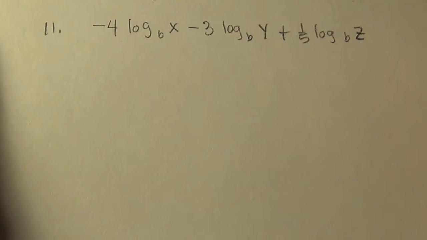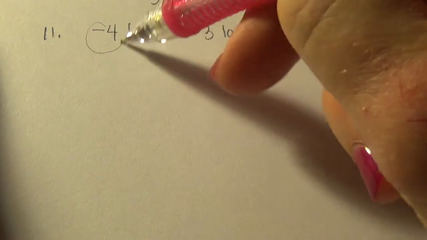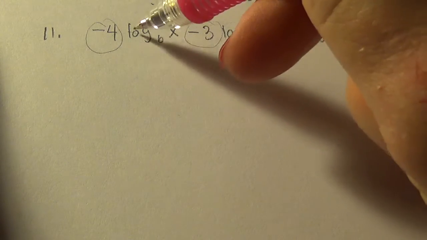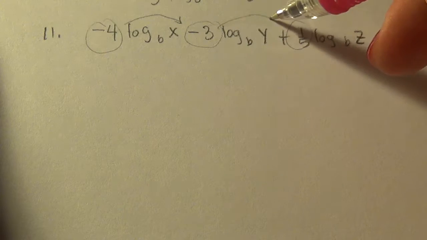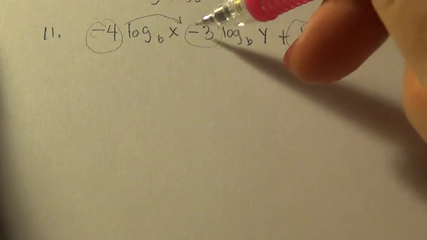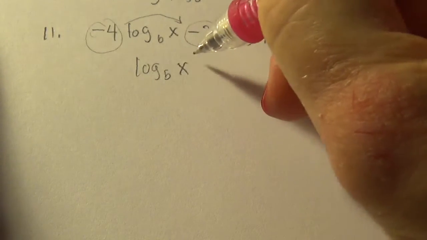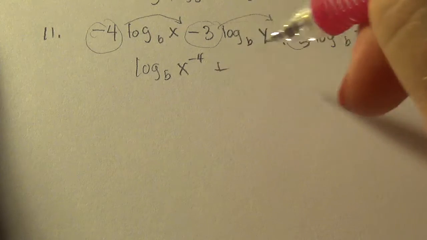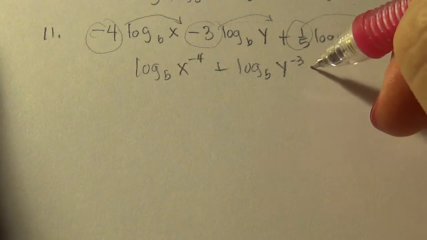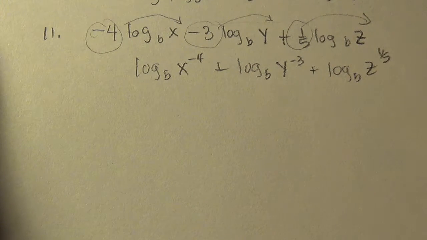part wasn't too long. Alright, with these I want to recognize that I can move all of these back to become exponents. I can't use the rule of logs until these coefficients are gone. So log to the base b of x to the minus 4 plus log to the base b of y to the minus 3 plus log to the base b of z to the 1/5.